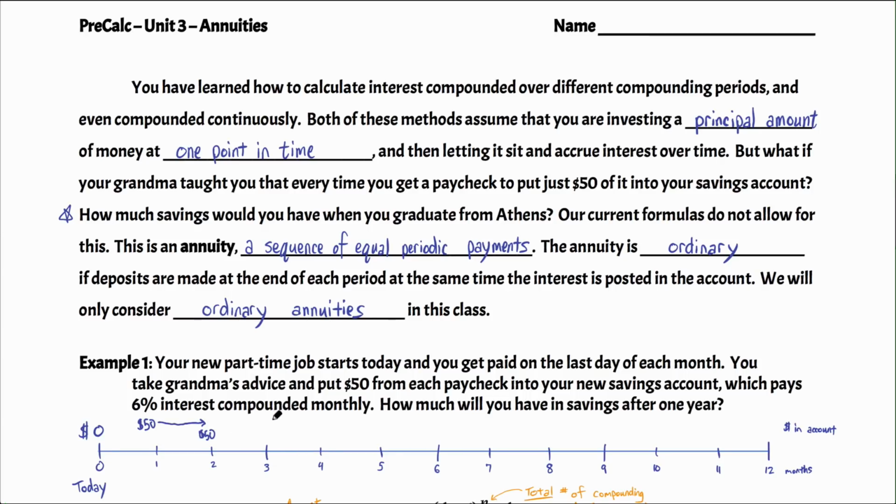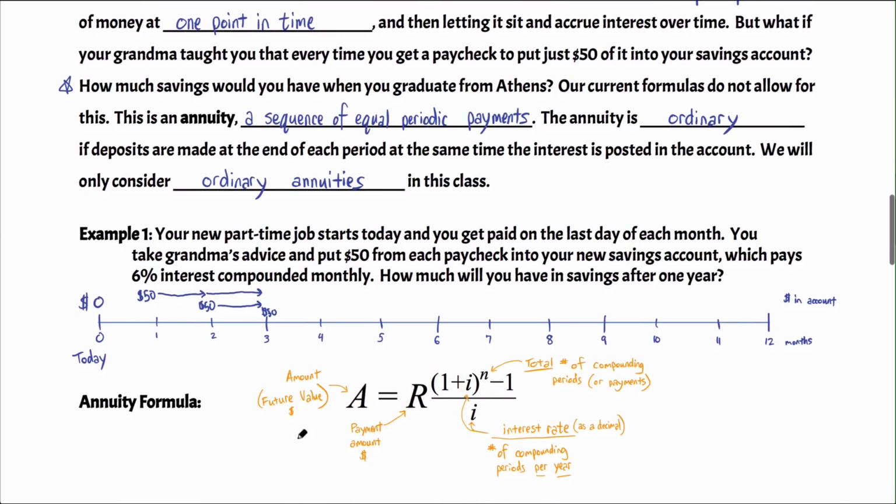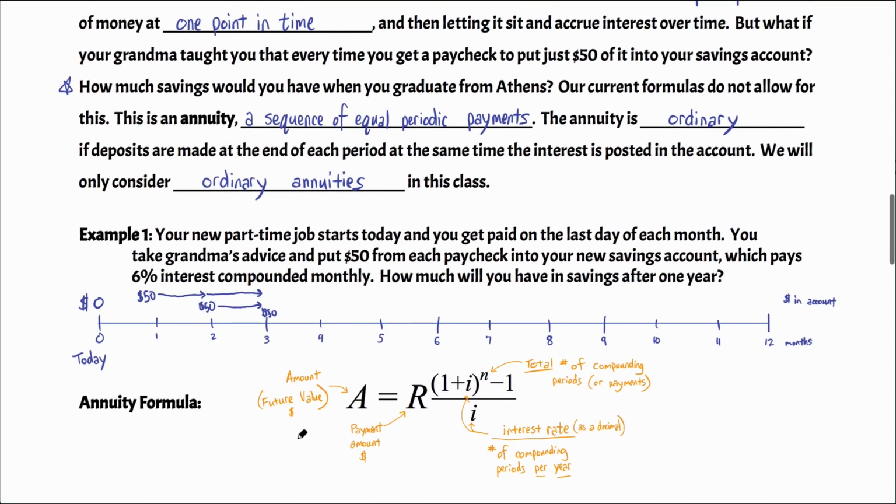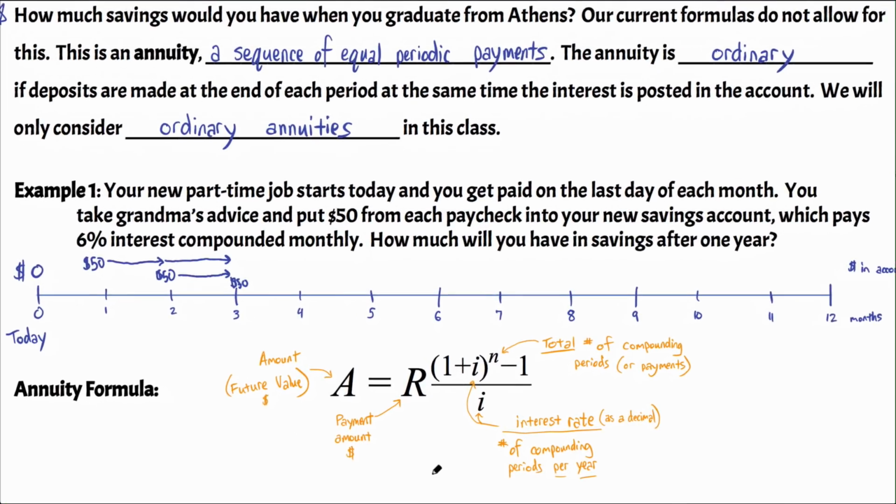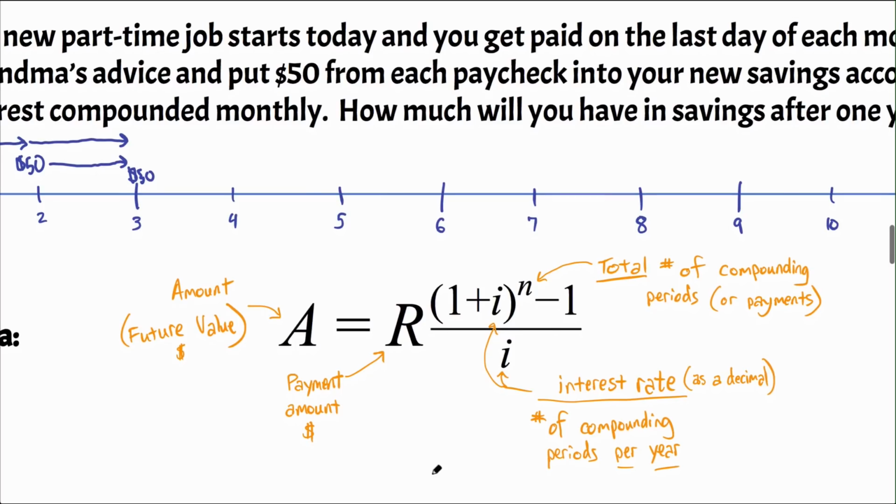Moving on to month number 3, this original $50 is earning interest over the past 2 months, as is the $50 from last month's paycheck, and now we put in another 50. You can see how if we were to calculate this by hand, it would get out of control rather quickly. So thankfully we have an annuity formula for this. Let's take a look at this formula.